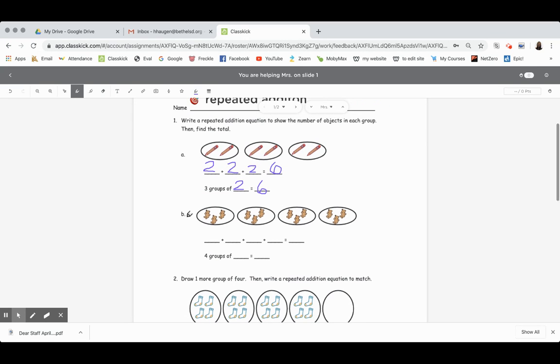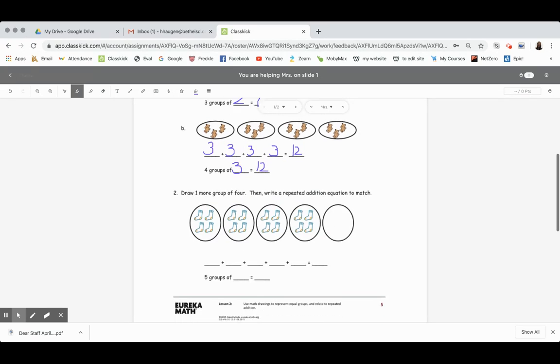So if we look at letter B, we can see that we have 4 groups this time, and we can see that we have 3 in each group, 3 little teddy bears. So because there's 3 in each group, that's my repeated addition. 3 plus 3 plus 3 plus 3, and my total number of teddy bears is 12, which means that if I have 4 groups of 3 teddy bears, my total is 12.